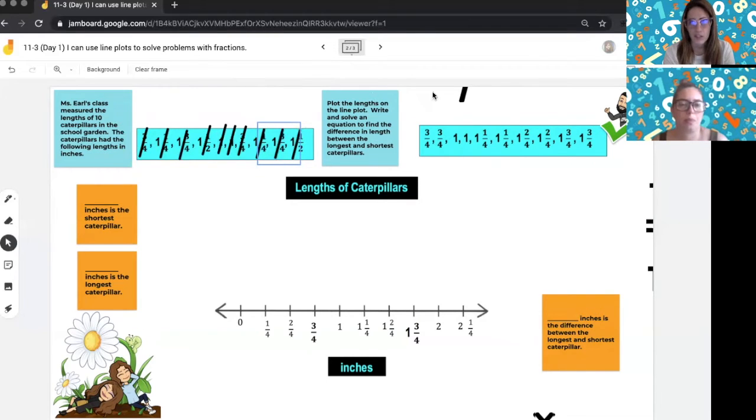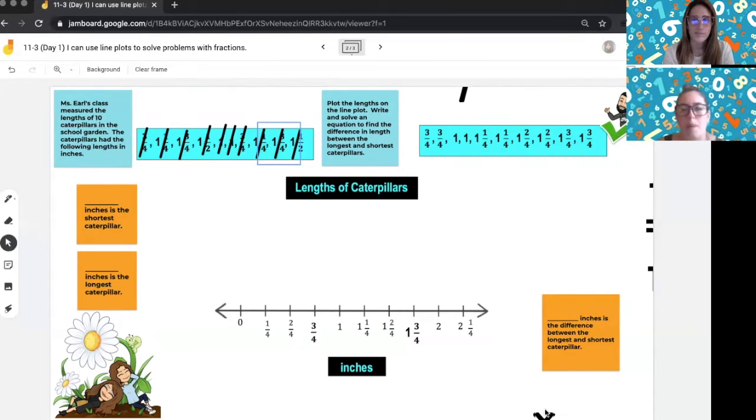I'm thinking too, another way to double check our numbers is that in the problem it says 10 caterpillars, so we need to make sure we have 10 numbers, and once we plot it, we should make sure we have 10 x's. So 1, 2, 3, 4, 5, 6, 7, 8, 9, 10. Perfect. So now we have data on all 10 caterpillars.